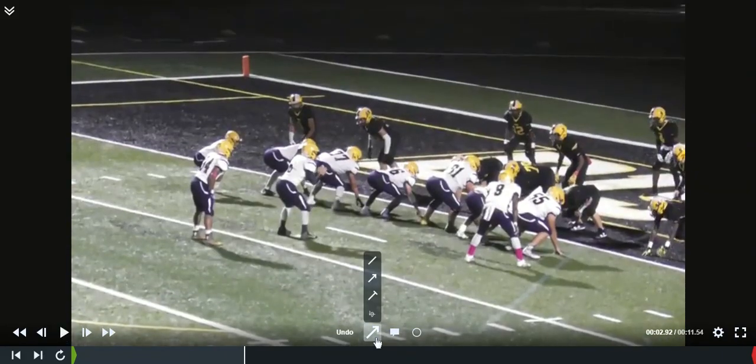So the read man is that guy right there. Okay, so if you pay attention to where he's going, he ends up stunting or delayed filling into that B gap.